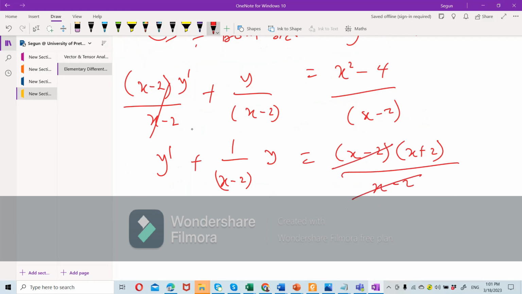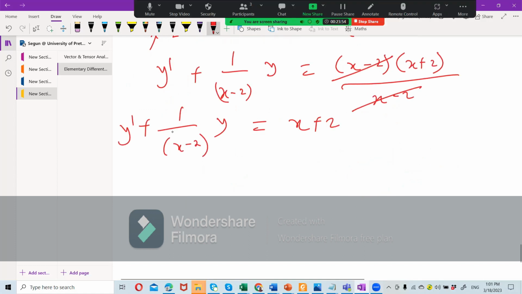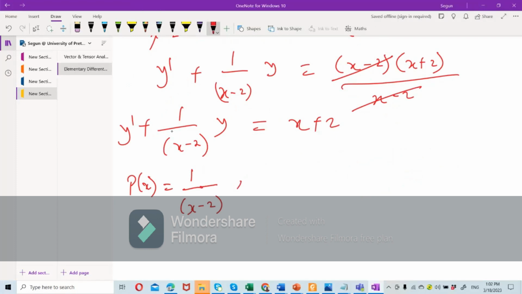So this goes with this. At the end of the day, I have y' plus 1 all over x minus 2, y equals x plus 2. Now, what is our p of x? 1 all over what? x minus 2. Do you agree with me? Then our q of x is equal to x plus 2.